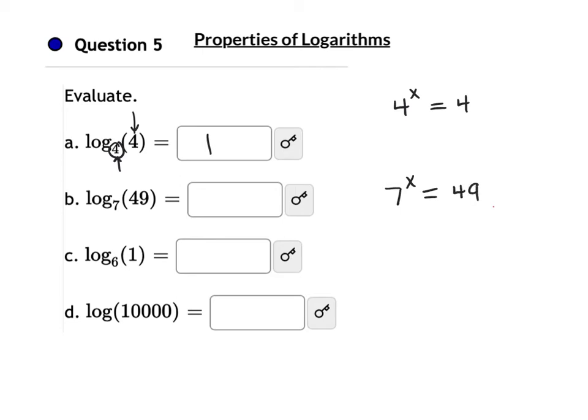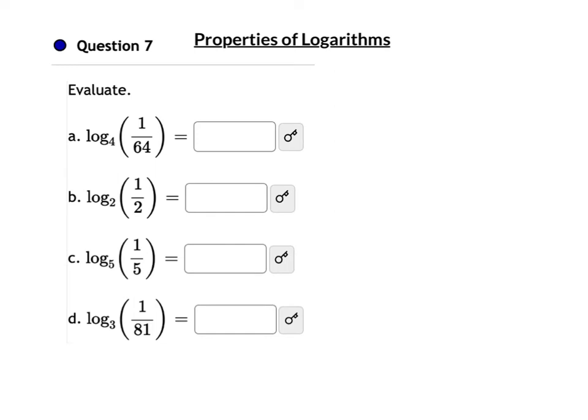This next one is 7 to some power equals 49. The log is an exponent. That would be 2. This next one is 6 to some power equals 1. I'm looking for that power. Anything to the 0th power is 1. And the last one is base 10 because there's no base, is 10 to some power is 10,000. Count the number of zeros. There are 4. 10 to the 4th is 10,000.